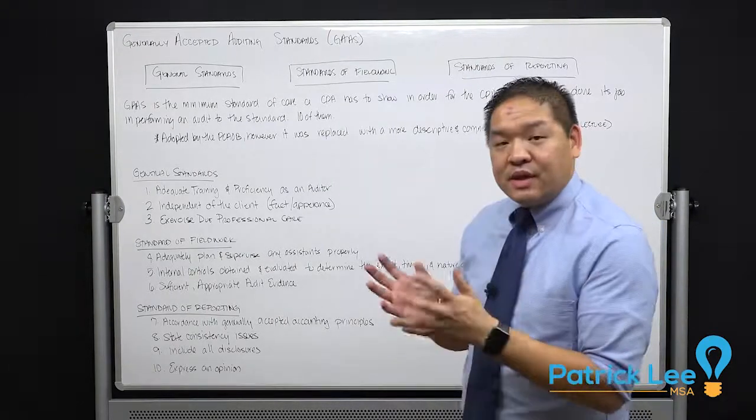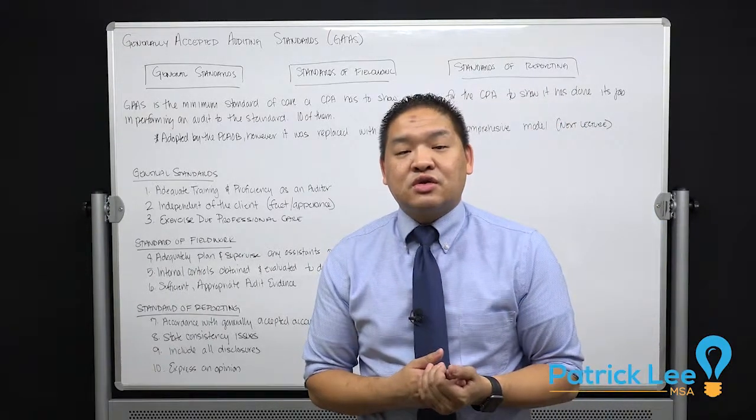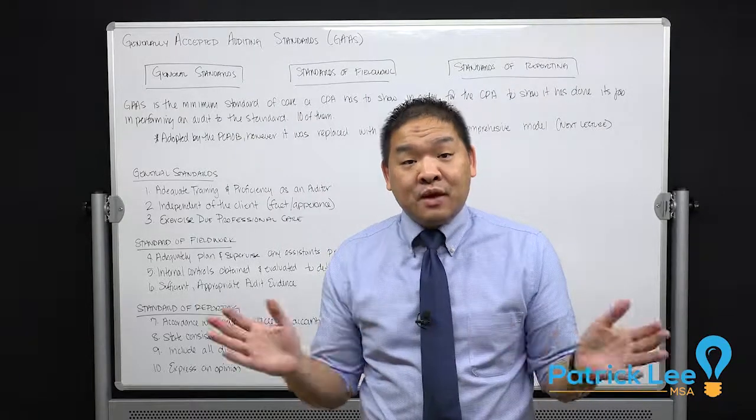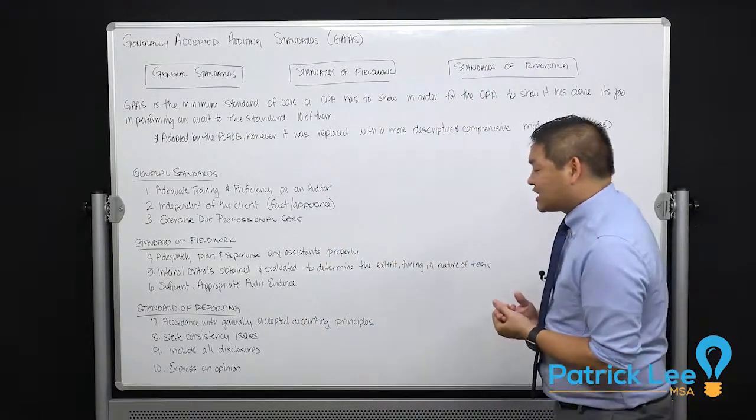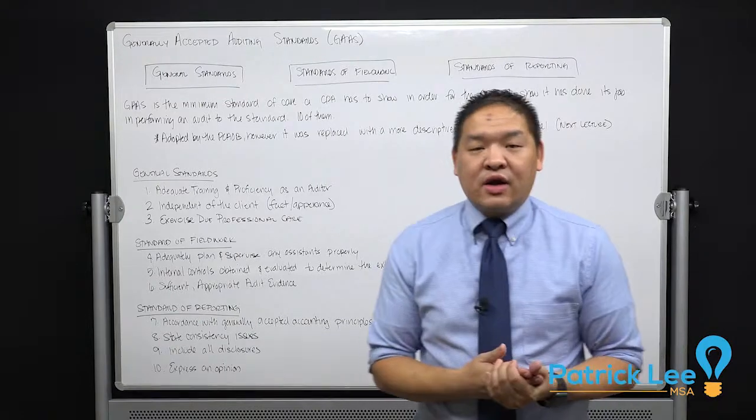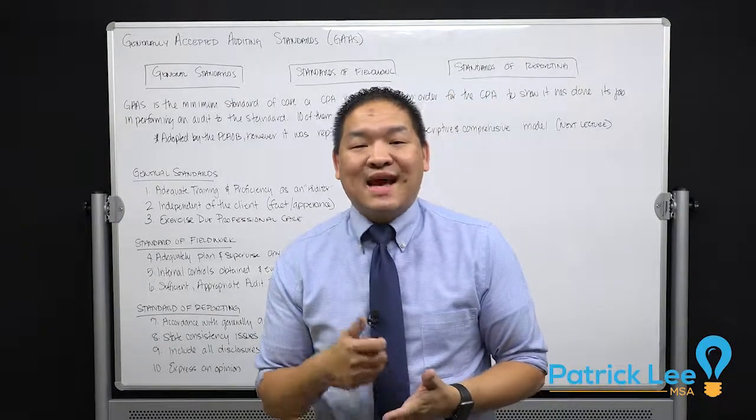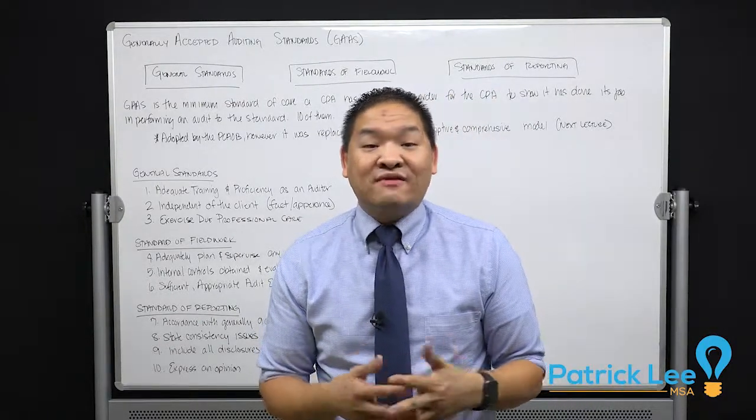Number 9, include all disclosures. So that goes with a little bit of number 8. Include all disclosures so there's no missing disclosures from there. And then number 10, express an opinion. Once we're done all of our work, then we need to express an opinion on what we have done.